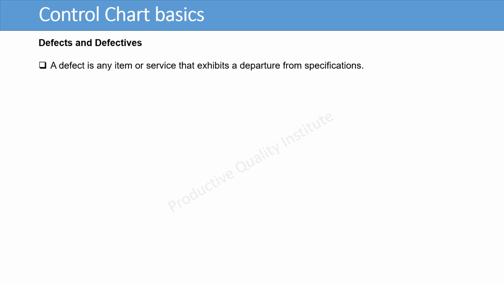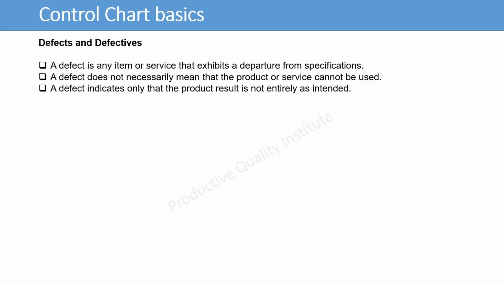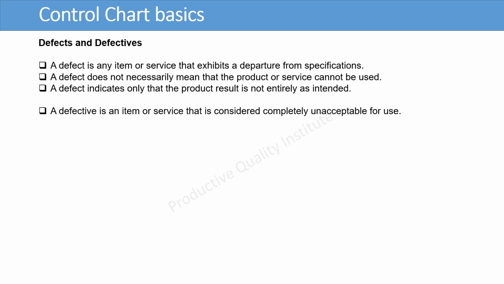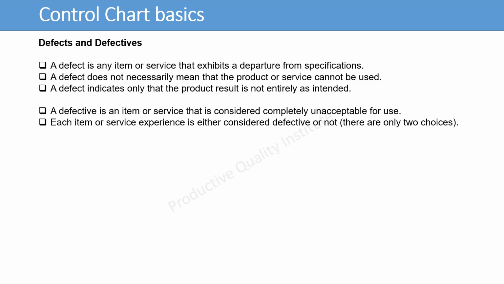Defects and defectives. A defect is any item or service that exhibits a departure from specifications. A defect does not necessarily mean that the product or service cannot be used. A defect indicates only that the product's result is not entirely as intended. A defective is an item or service that is considered completely unacceptable for use. Each item or service experience is either considered defective or not. There are only 2 choices.